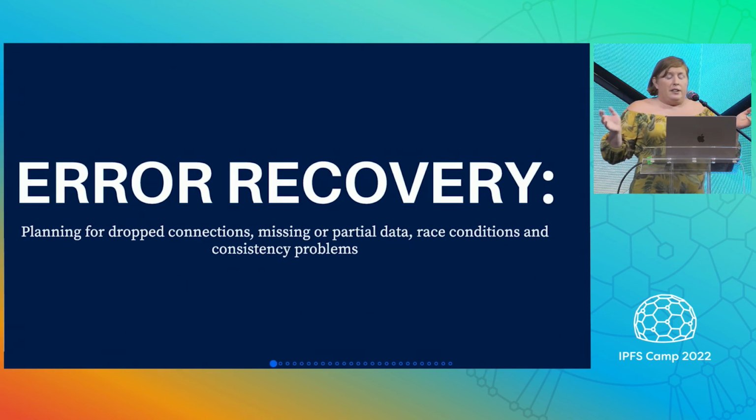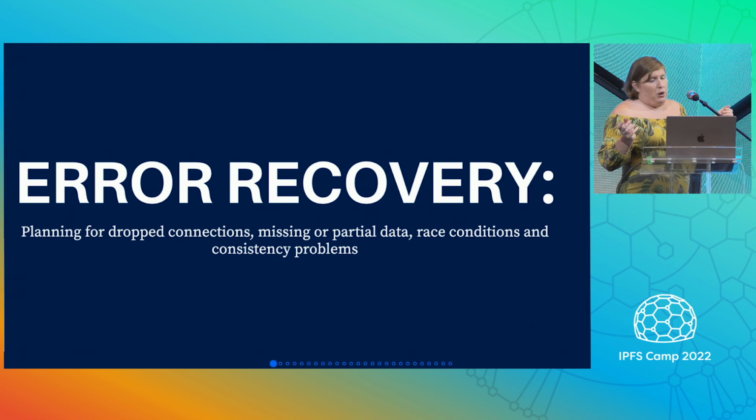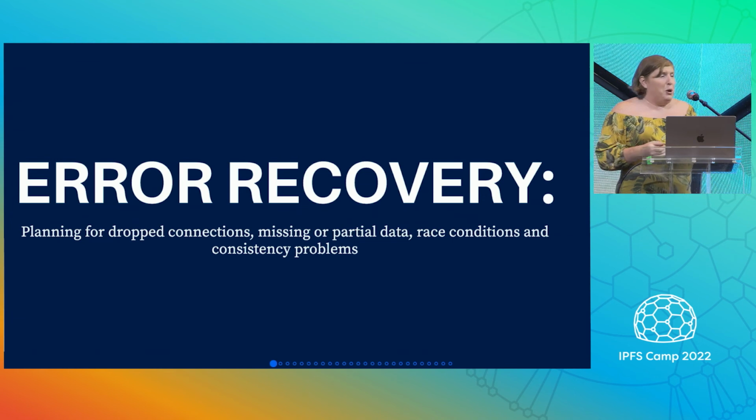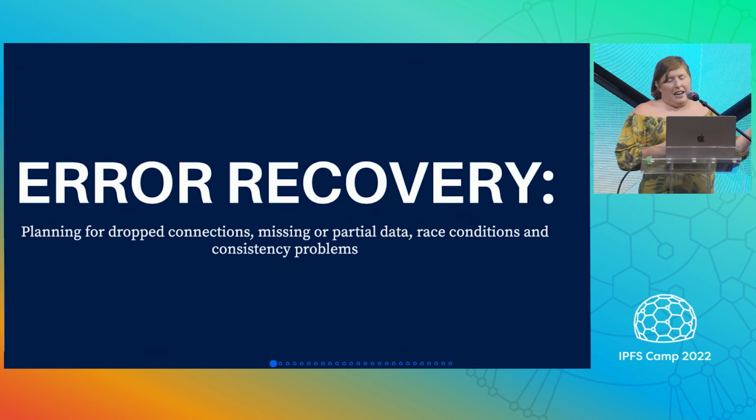And then lastly, you need a plan for when things go wrong. And man, things can go wrong. Connections can get dropped, remotes can be missing data that they said they have. You can end up with all kinds of race conditions and consistency issues if you're doing multi-party transfer, and you've got to have a plan for that.